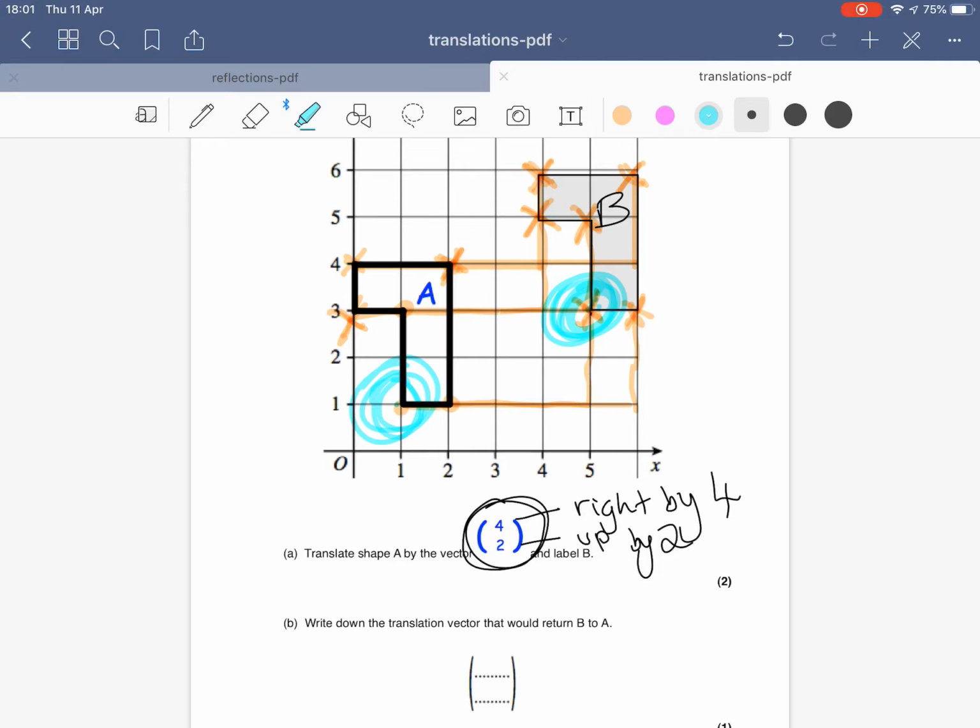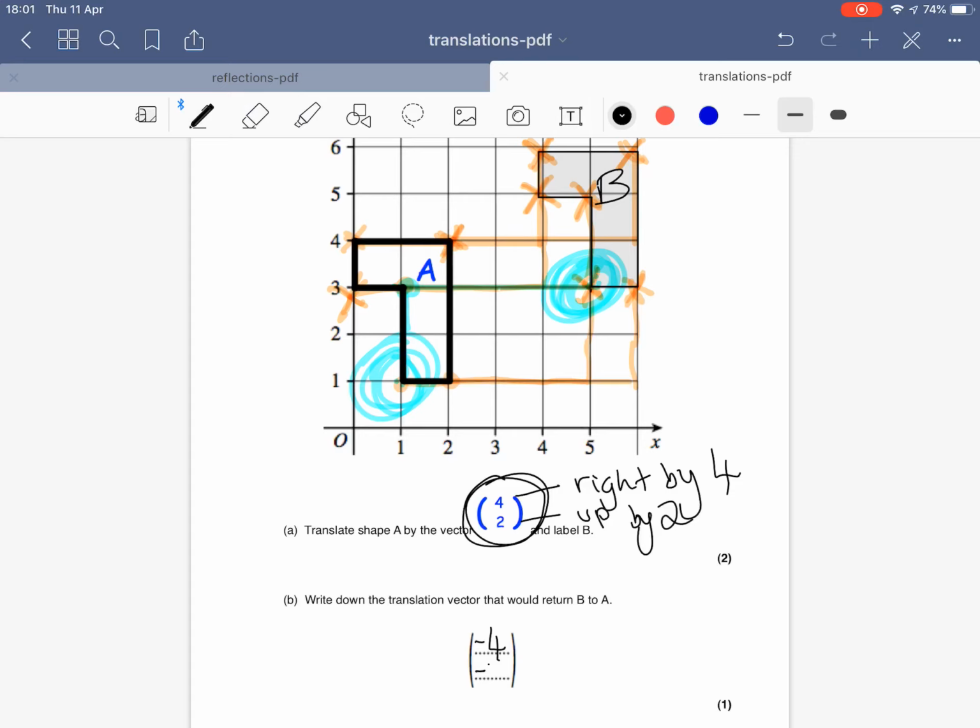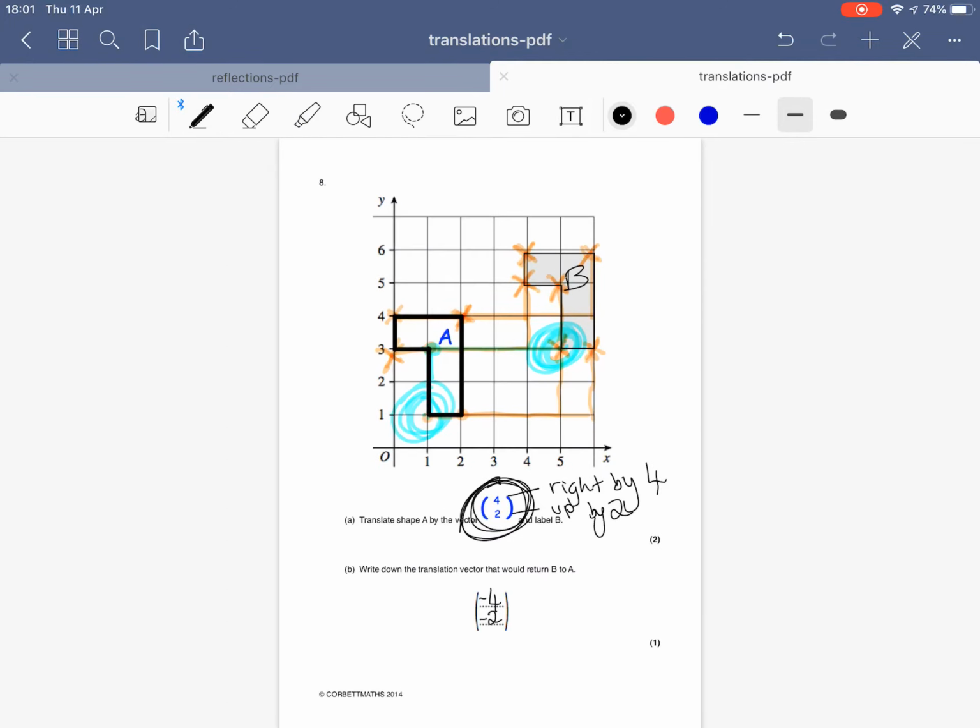So to go from this one to this one, let's see how many left or right I've got to go. So I know I'm going left. There's 1, 2, 3, 4. So I know the top number is going to be 4, but I'm going left, so that's -4. And then I was under this, so now I've got to go 1, 2 down. So I know it's 2, but I'm going down, so that's -2. So you can see it's just the minus of these numbers. Okay, so I'm going -4, -2.